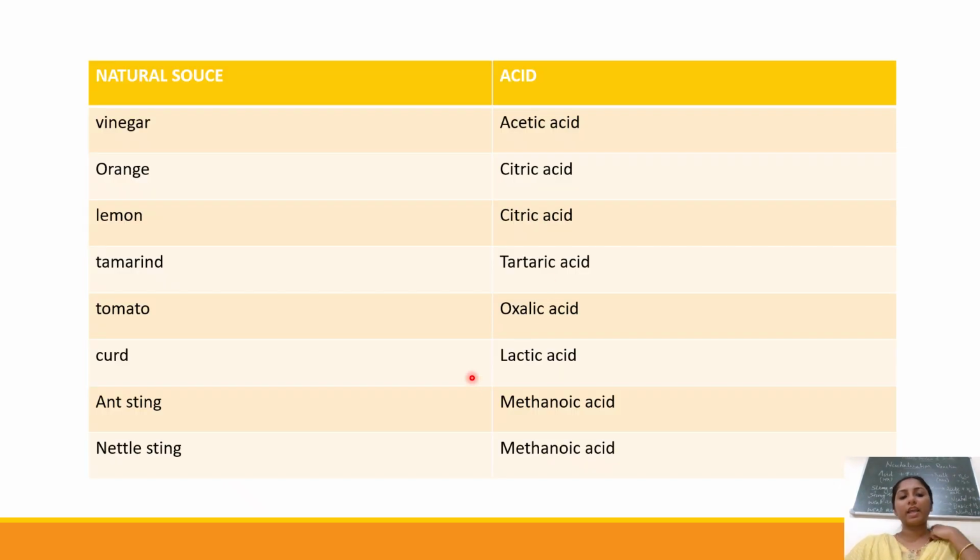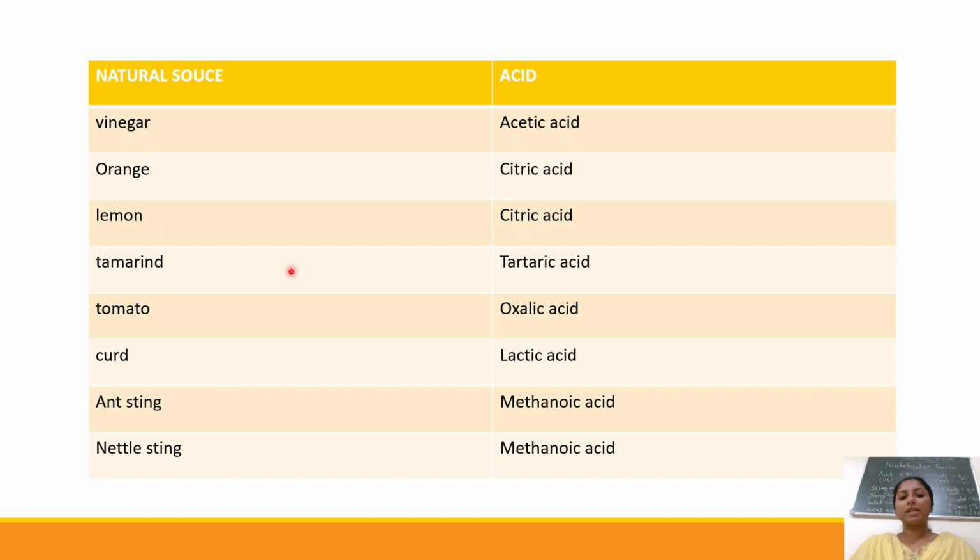So when we are taking the case of natural sources of acids, in our daily life we are using vinegar, right? So what is within this vinegar? Vinegar has acetic acid. Okay. Within the orange and lemon, we can see citric acid. So that's why we call orange and lemon citrus fruits. That means they have citric acid.